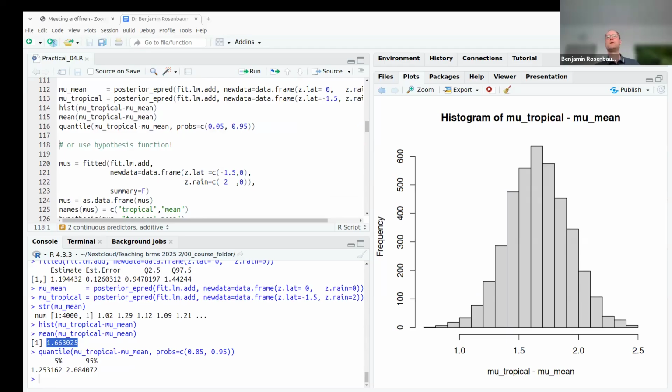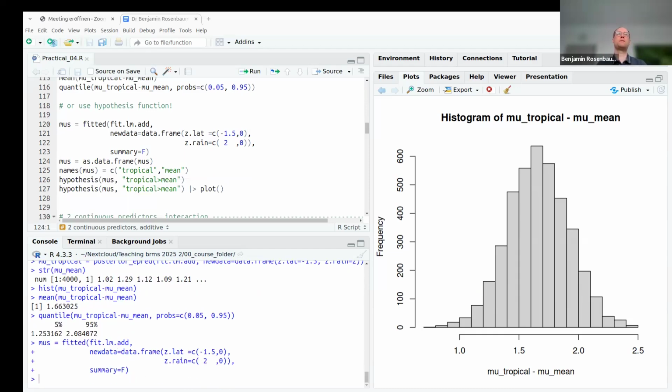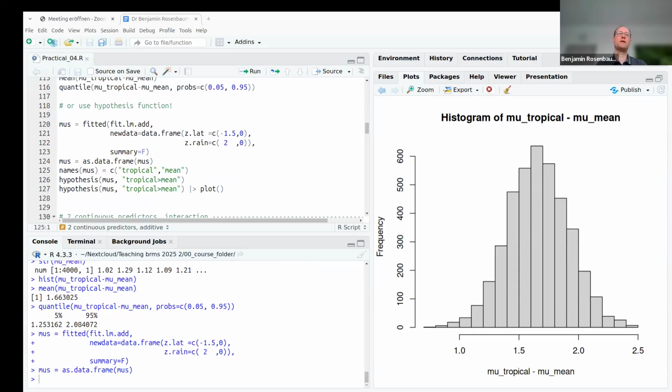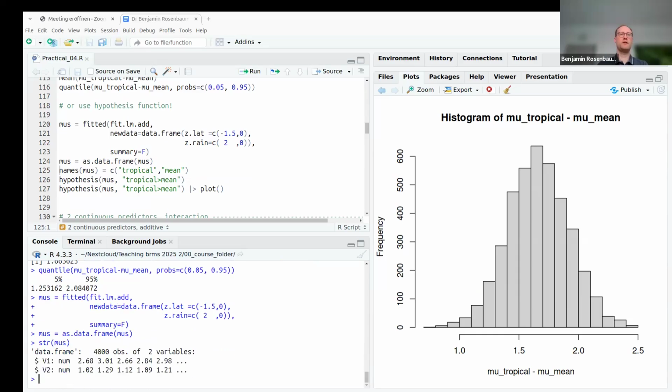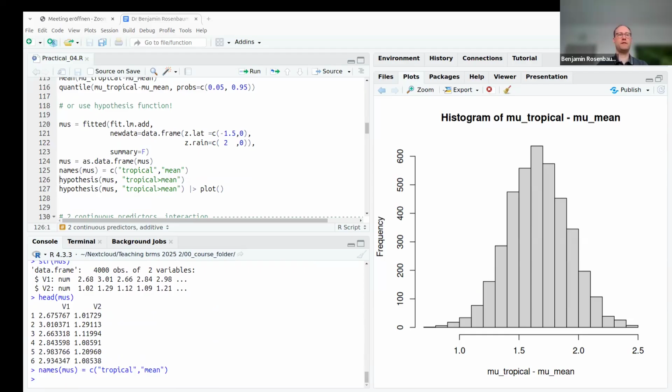If you're not so certain that the difference is actually positive, you can, for instance, just count how many of these differences here are positive, or you can use the hypothesis function. Again, you have to make predictions and then put the predictions in some data frame. So both of the mu's here are in one data frame. Yeah, I have to assign some names. That's what I forgot.